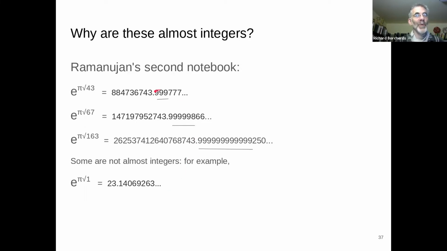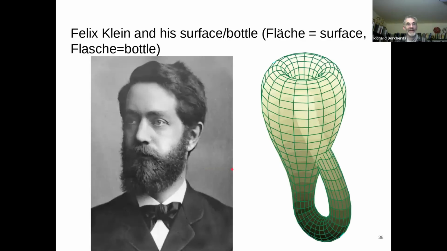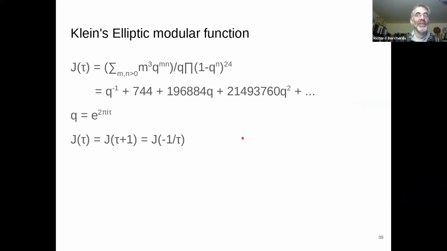Anyway, what's going on here? Why are these numbers very nearly integers? Well, the explanation involves Klein's elliptic modular function. Here's a picture of Felix Klein, and here's a picture of his bottle, which he's most famous for. By the way, it wasn't originally called a bottle. It was originally called Klein's surface, but the German words for surface and bottle look very much the same, and I think some translator got a bit confused between them. Apparently, although it was originally called a Klein surface in German, even the Germans have now started calling it a Klein bottle.